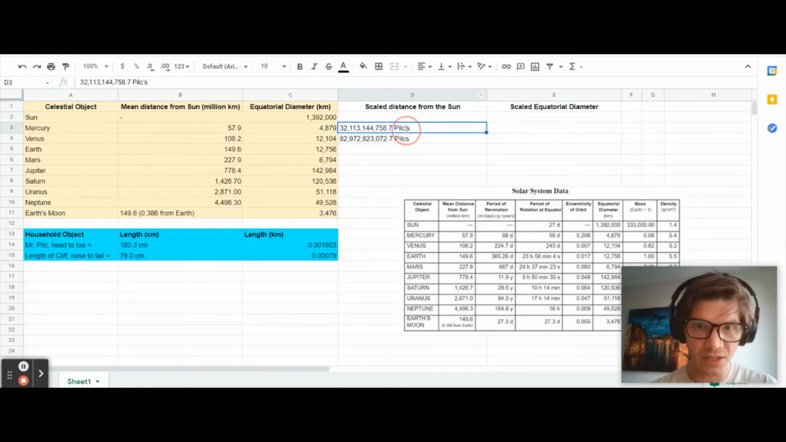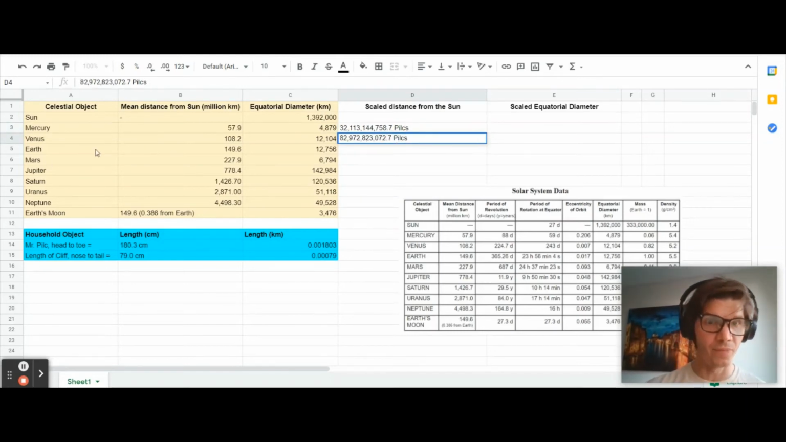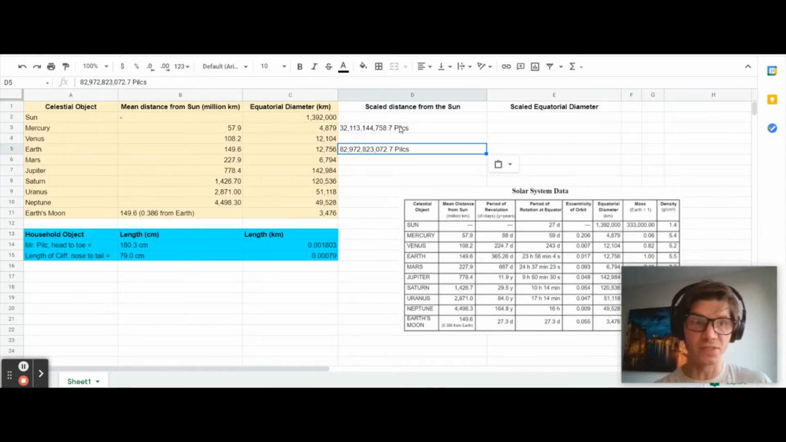Would there be an apostrophe there? I'm not a grammar teacher, I'm a science teacher. So to compare, if we were using my scale, again, I put it in the wrong column here, we just did Earth. If I was using the scale of Pulses, it would take 82,972,823,072.7 Pulses to stretch head to toe to reach from the Sun to the Earth.